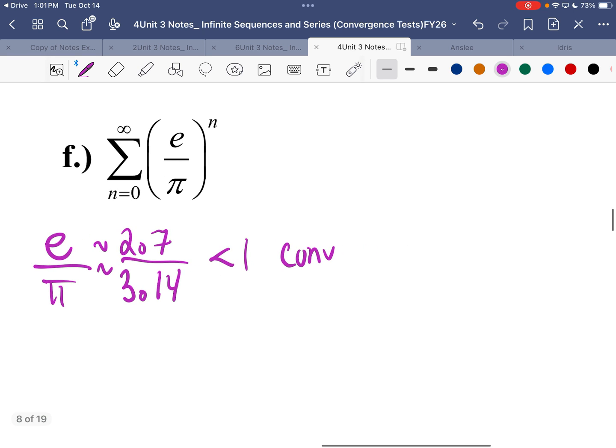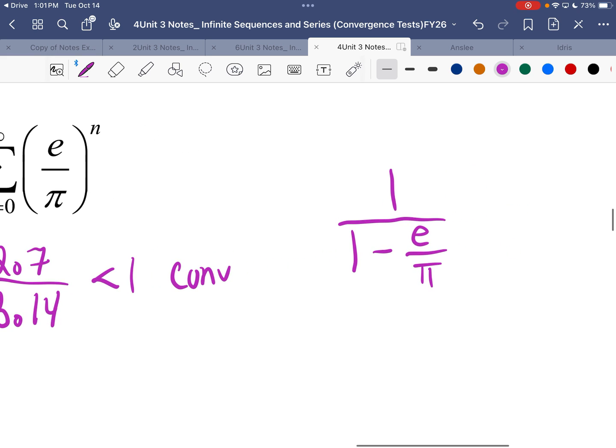What's the first term? 1. So we have 1 over 1 minus E over pi. You could multiply numerator and denominator by pi. That would make things easier. Do you want me to show you what I'm talking about? Instead of keep, change, flip, you could say the least common divisor would be pi.